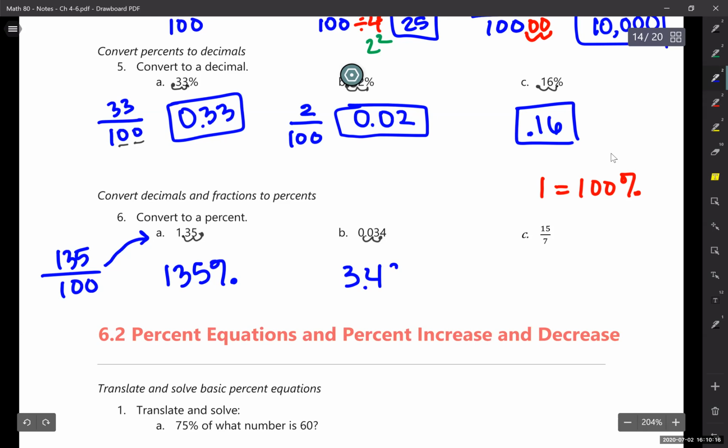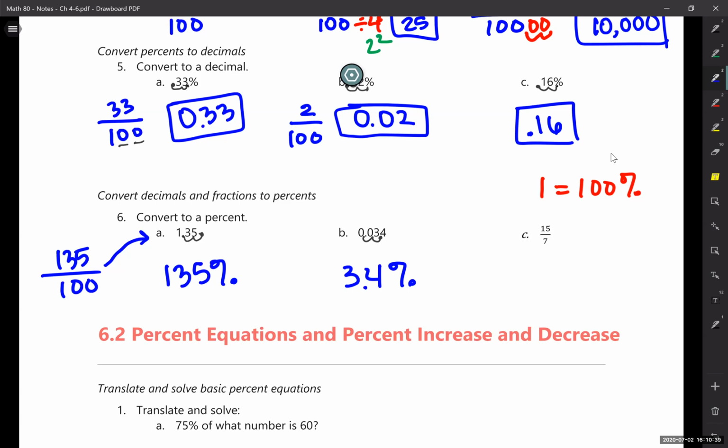This was a small number. It was 34 thousandths was the number. So that's going to be a very small percentage. And we see that with the 3.4%. All right, finally on C, we need to find out what that number is as a decimal first.